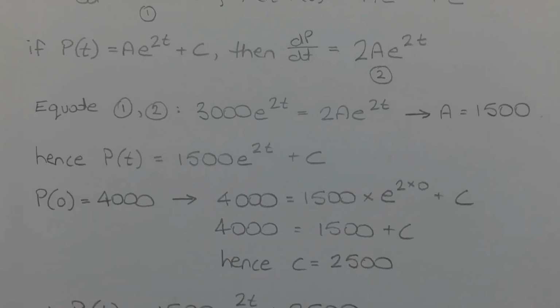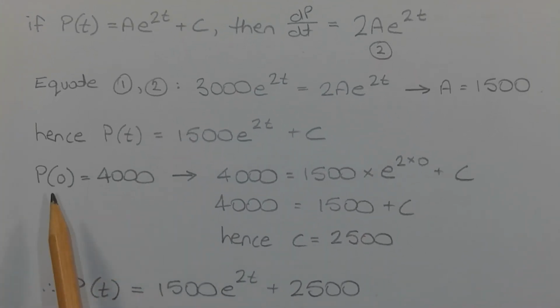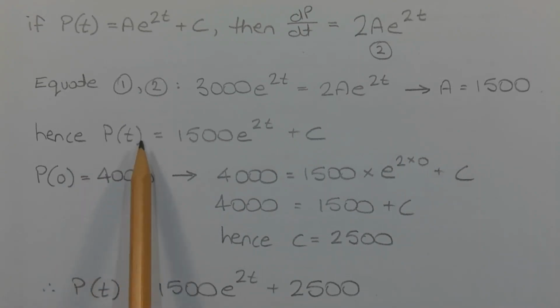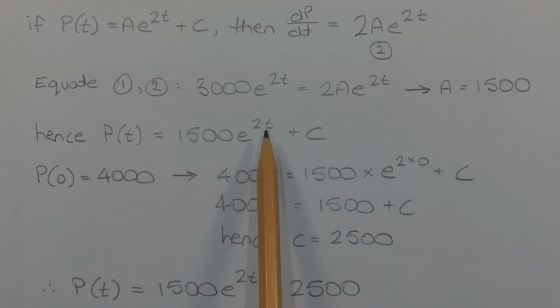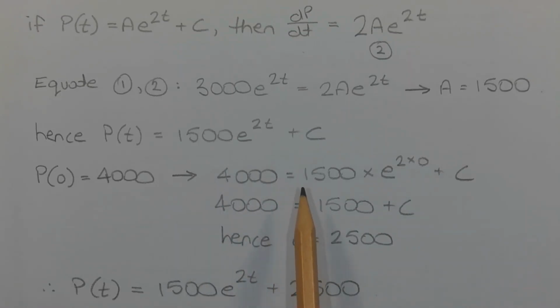Now we need to find the value of c. It's given that P of 0 is equal to 4000. So if we substitute 4000 for P of t here and 0 for t here, we can solve for c. So 4000 is equal to 1500 times e to the power of 2 times 0 plus c, and e to the power of 2 times 0 is equal to 1. So 4000 is equal to 1500 plus c, hence c is equal to 2500.